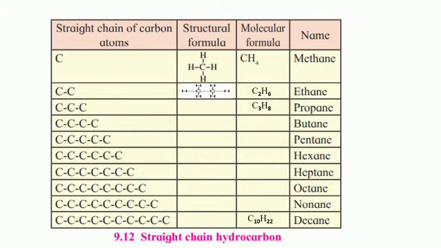This is an activity taken up from page 118 of your textbook, and here they have given the straight chain of carbon atoms starting from 1 to 10. Structural formula, first one they have done for you, it is methane, formula is CH4. So likewise, you have to prepare the structural formula and molecular formula. One example has been done again. This is ethane. Molecular formula is C2H6. And the structure you have to draw.